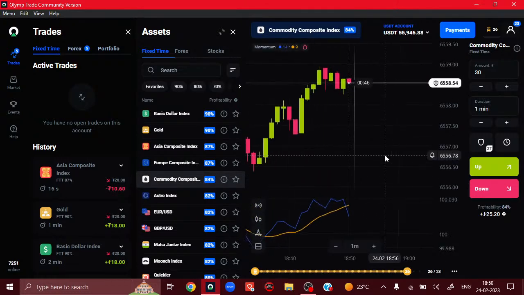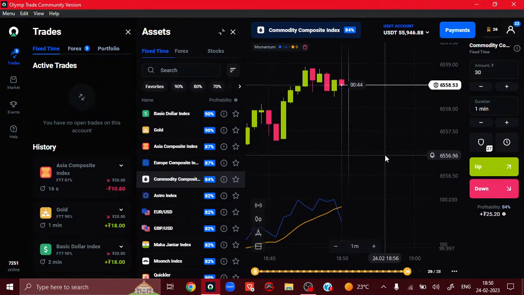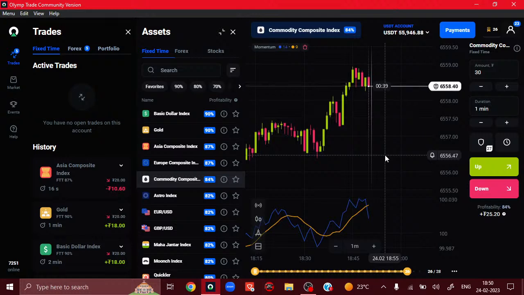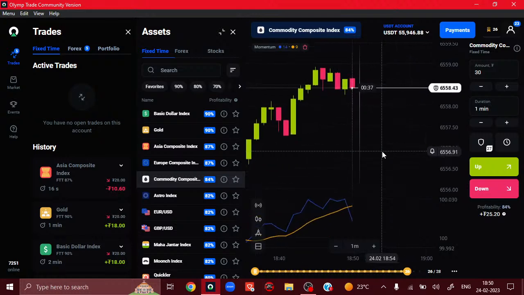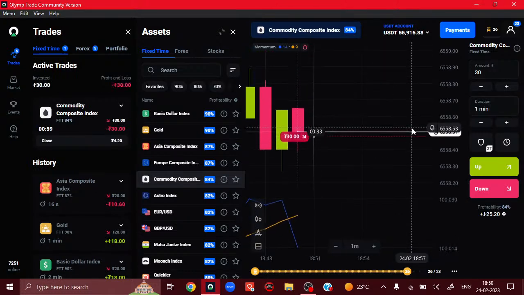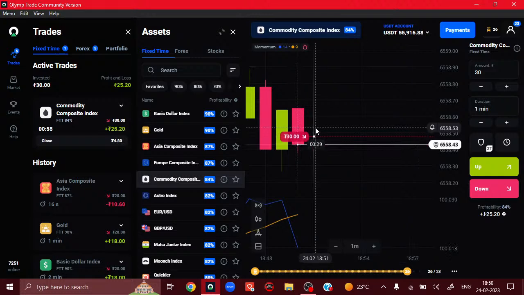Guys, here also we have a downward entry. Yeah, we can make a downward trade here. So 1 minute trade in the downward direction in commodity composite index. Let us wait for this trade to close.